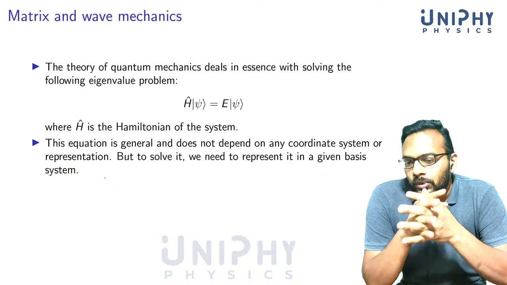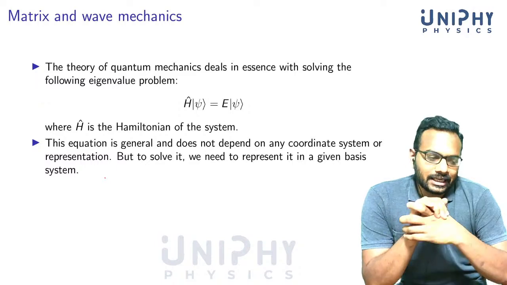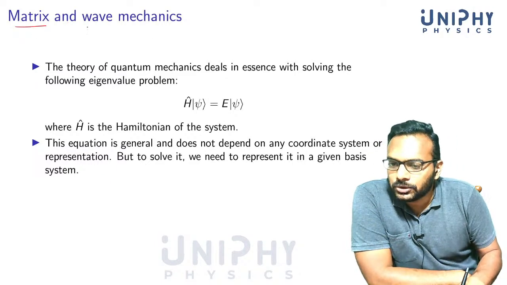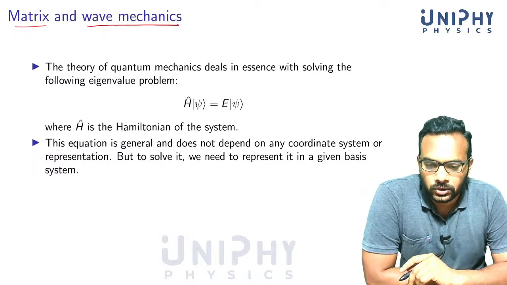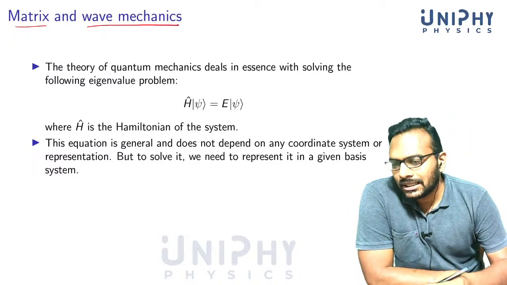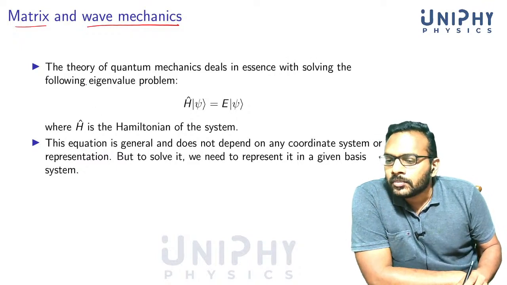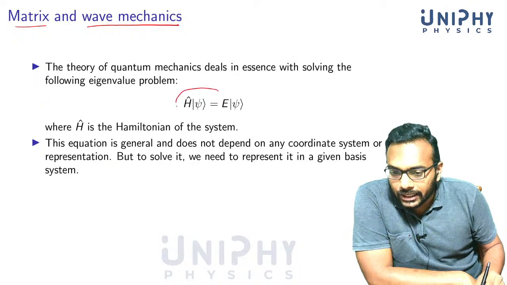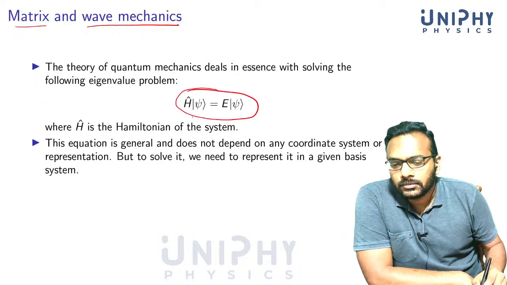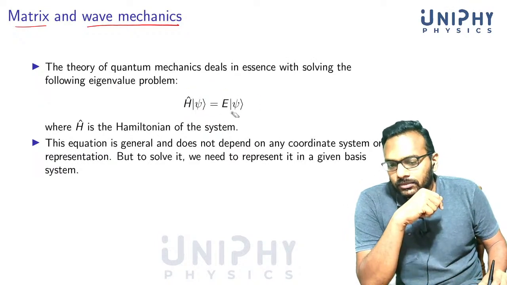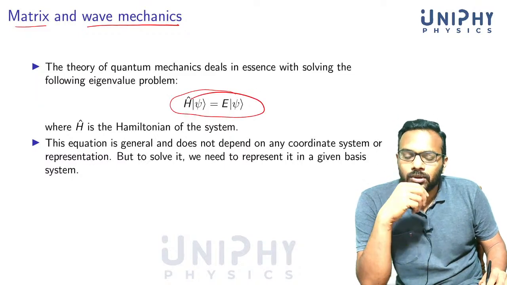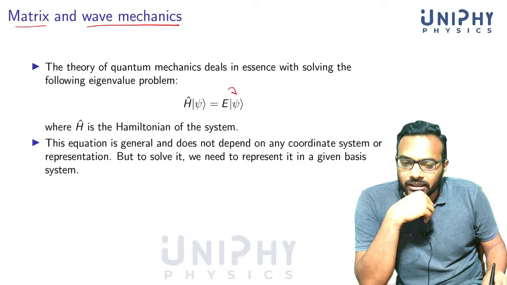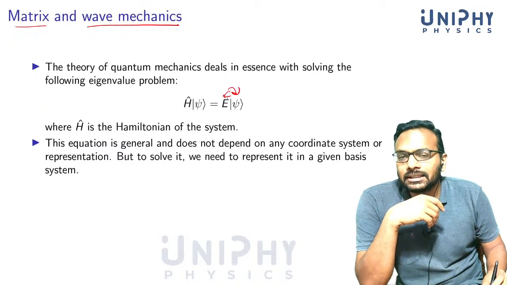Now, in order to wind up, in the beginning I had said that there is matrix mechanics and wave mechanics. We have matrix mechanics due to Heisenberg and wave mechanics due to Schrodinger, and some people are interested in this, so I will just give a note on it. The theory of quantum mechanics deals in essence with solving this eigenvalue problem. What are the possible energies of the system? This is an eigenvalue equation. So we are worried about finding the eigenvectors and the eigenvalues corresponding to this.